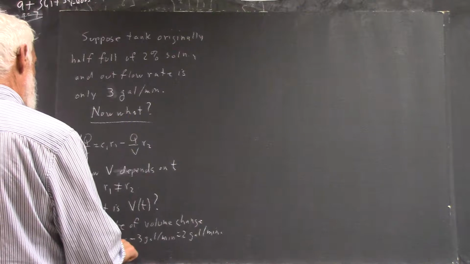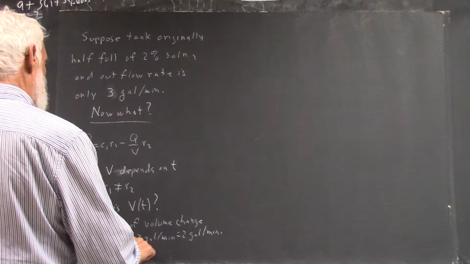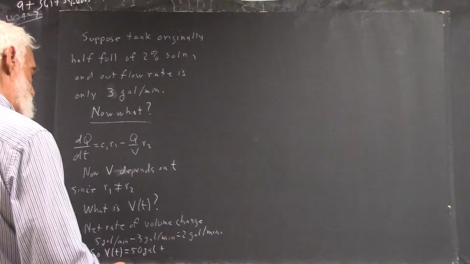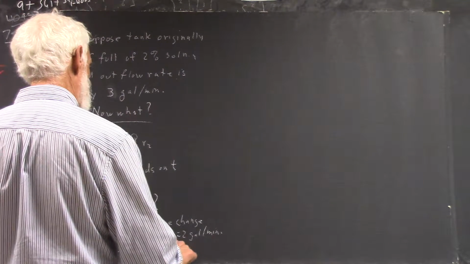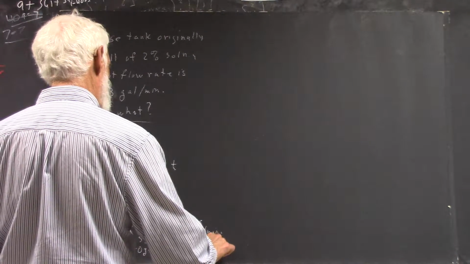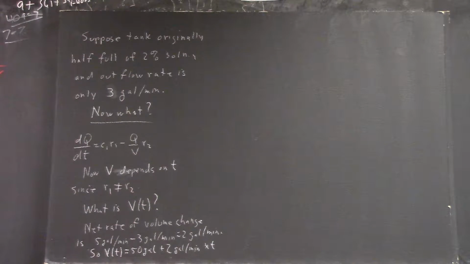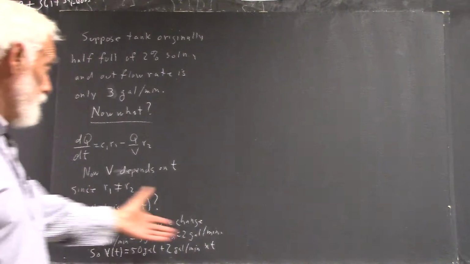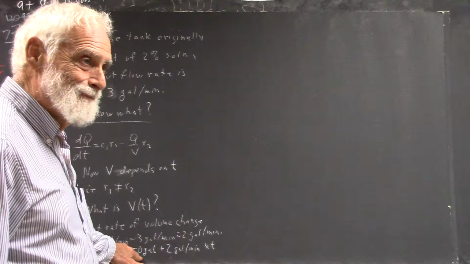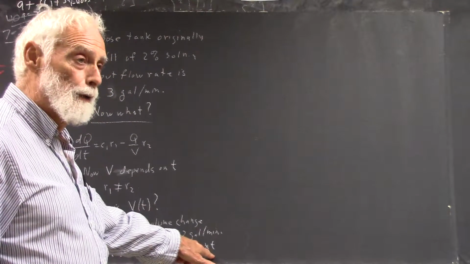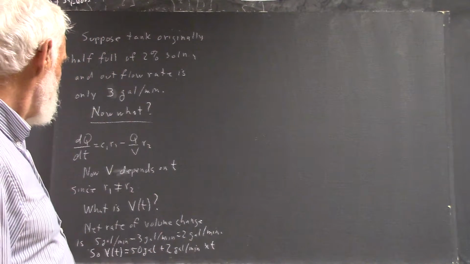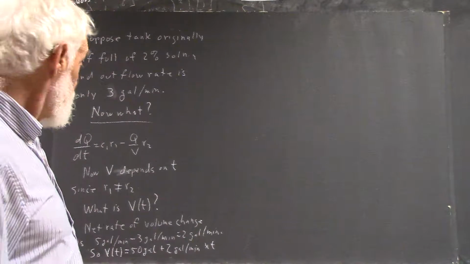So V of T is 50 gallons, which is what you start with, plus 2 gallons per minute times T, where T is implicitly now in minutes. Otherwise, this wouldn't be compatible with this. If you multiply gallons per minute by hours, you're not going to get gallons. Okay? So now, what's your equation?